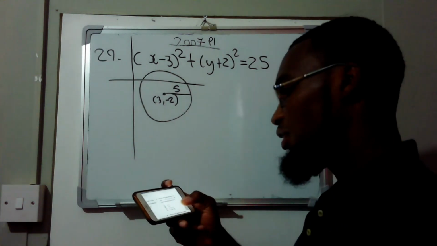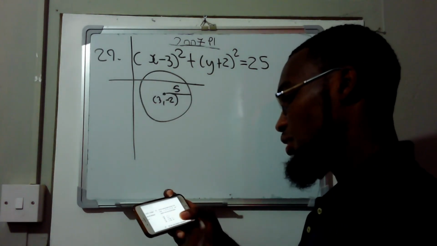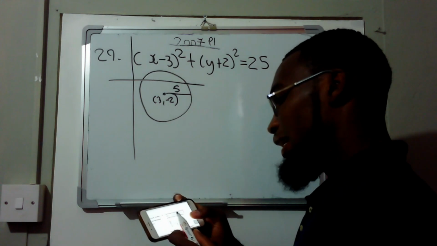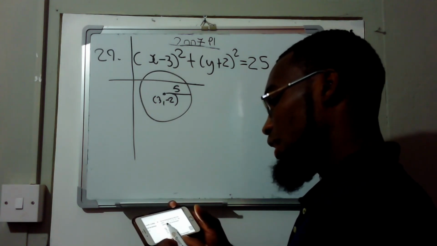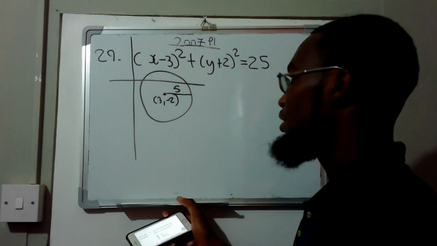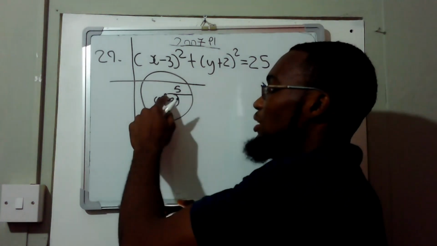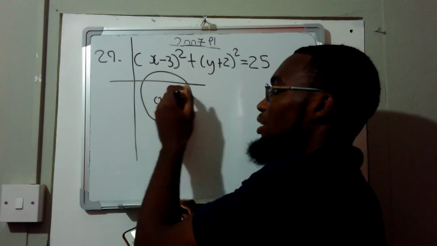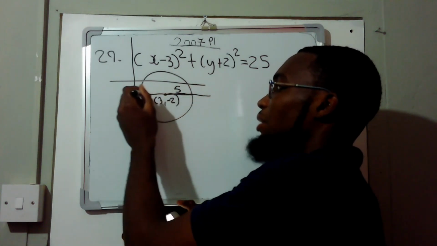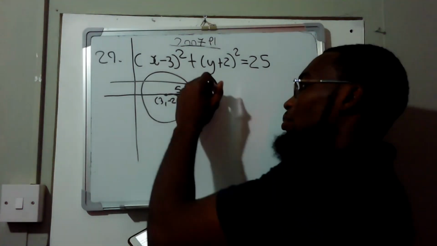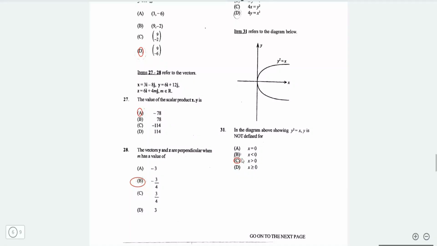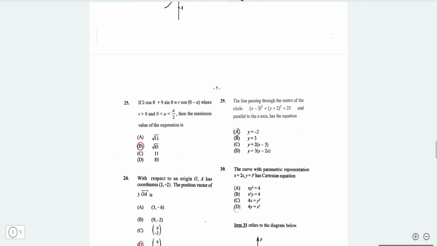Now they say find the equation of the line passing through the center of the circle and parallel to the x-axis. So there is a line that passes through the center and is parallel to the x-axis. This is the only line that can pass through the center parallel to the x-axis. That line would be y equal to negative 2. That's option A.